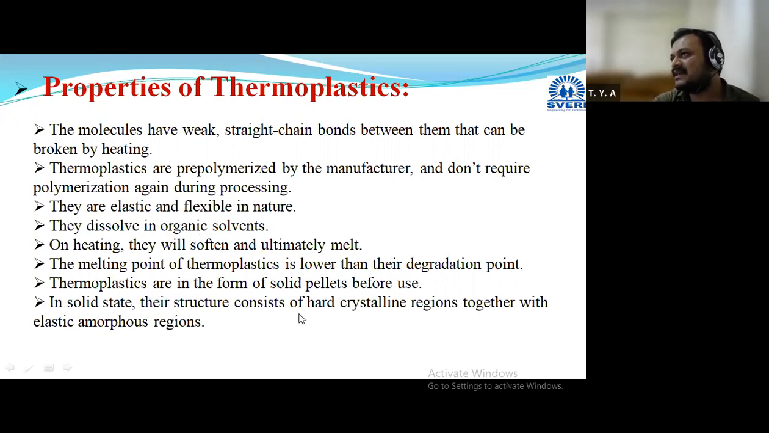Then in solid state, their structure consists of a hard crystalline region together with an amorphous region. Some definite crystal structure will be there. The amorphous region means a definite crystal structure is not present. In solid state, they have a definite structure. As we have discussed in steels, low carbon steel has some ferrite and pearlite like that. Some definite structure will be there.